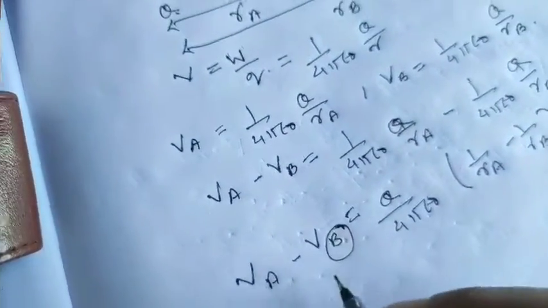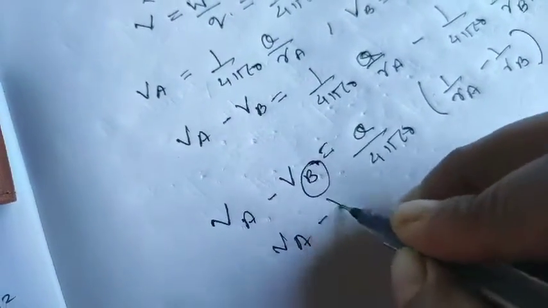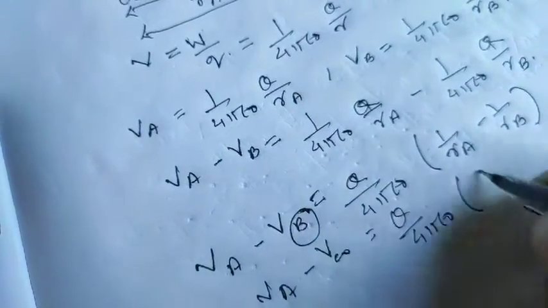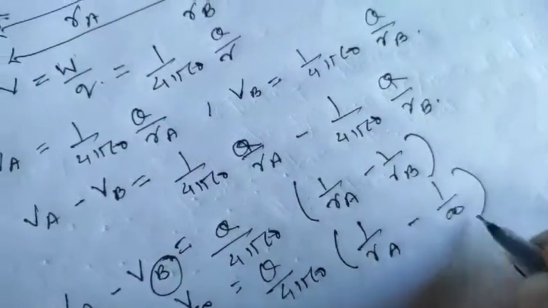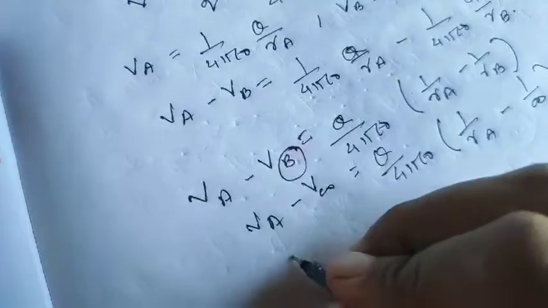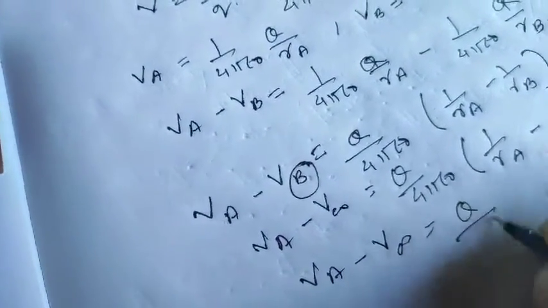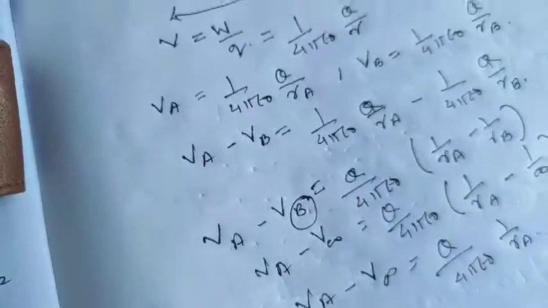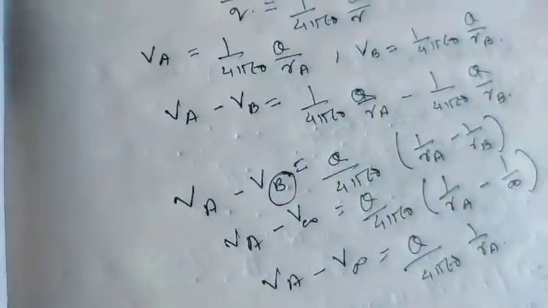But what I have told you, V_B is nothing but infinity. So you can write V_A minus V_infinity equals Q by 4 pi epsilon naught into 1 by r_A minus 1 by the distance of separation, how much? Infinity. So 1 by infinity is 0. So V_A minus V_infinity is nothing but Q by 4 pi epsilon naught 1 by r_A. This you have to remember as a formula. Clear, student?